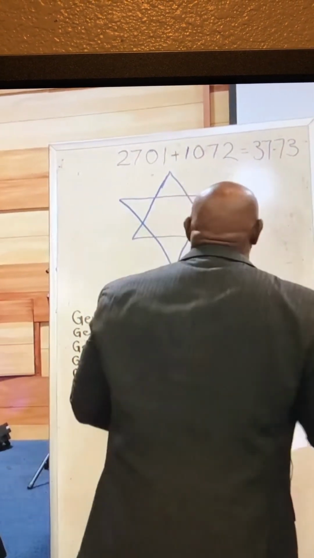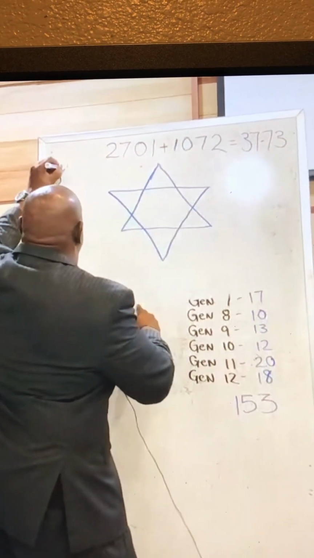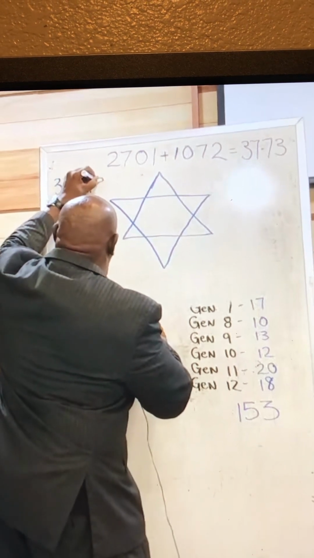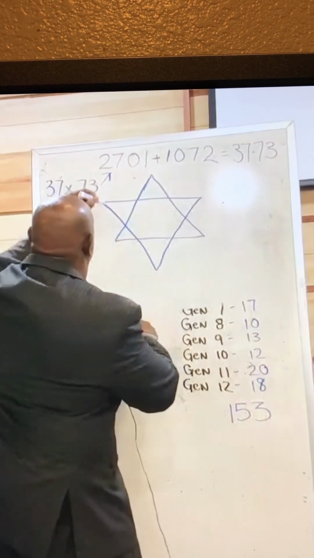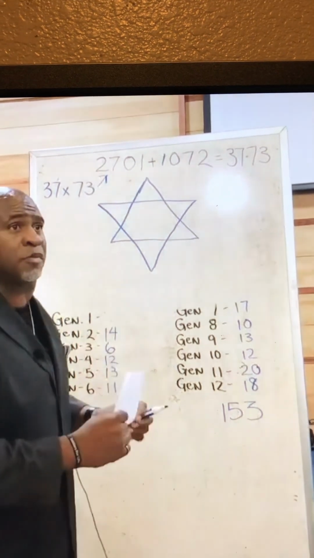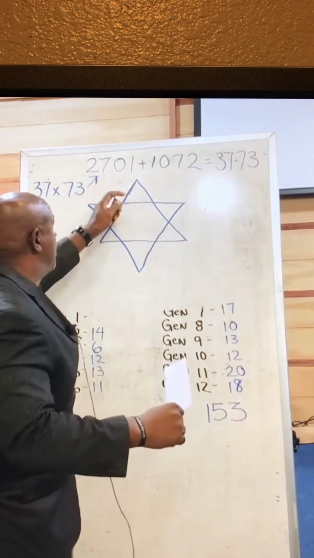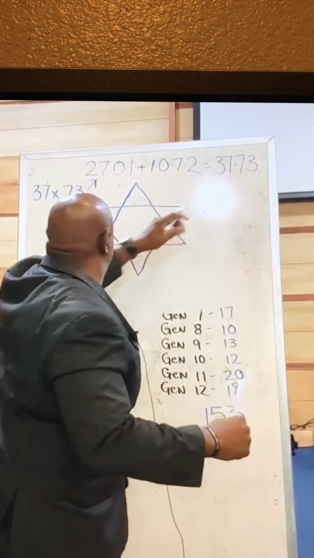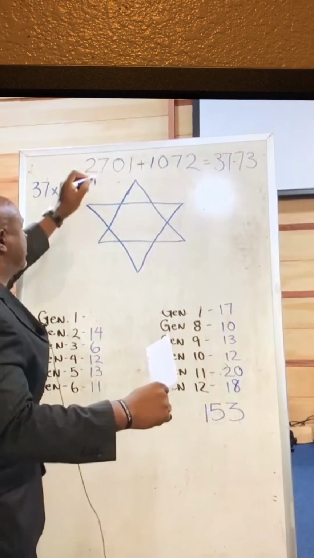Now, if I say 37 times 73, guess what it equals? 2701. So wisdom equals Genesis chapter 1. Genesis chapter 1 turned back on itself equals wisdom. 37 times wisdom equals back to Genesis chapter 1.